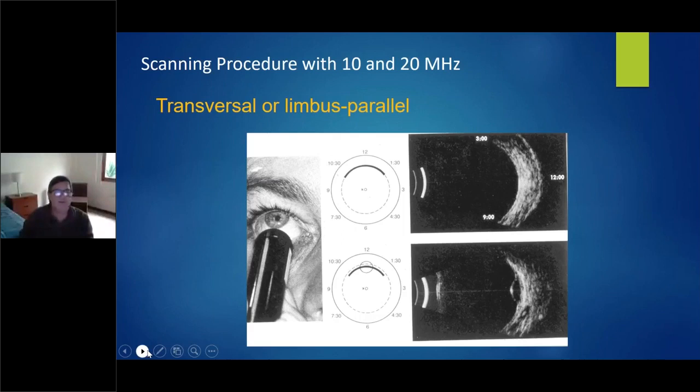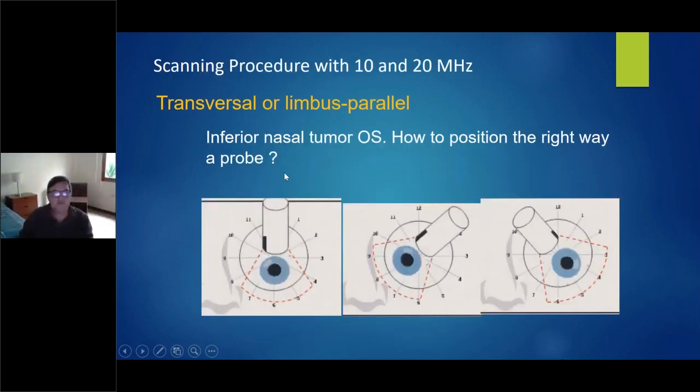And this is the same. I'm asking you a question: you have an inferior nasal tumor in the left eye. This is the left nose, and you have a nasal tumor inferior. How to position the right way to approach? Which one can we choose? This is correct to make the examination. Okay.